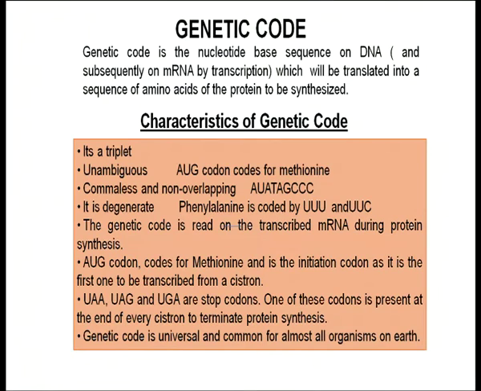Before we move ahead, we must know what a genetic code is. Genetic code is the nucleotide base sequence on DNA which will be translated into the sequence of amino acids of the protein to be synthesized. The characteristic of genetic code is that it's a triplet.